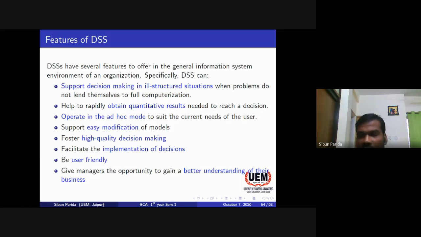Next, high quality decision making. In an organization you have to be very sincere, and your knowledge has to be very crisp, so that the decision you impose to address the problem is noteworthy. It is not a hit and try approach, where you go for this, and if it is not working, you go for that. The organization cannot afford that much time as well as money. It also facilitates the implementation of the decisions, how you are going to implement the things, and it is user friendly, and gives managers the opportunity to gain a better understanding of their business. So these are the features of the decision support system.